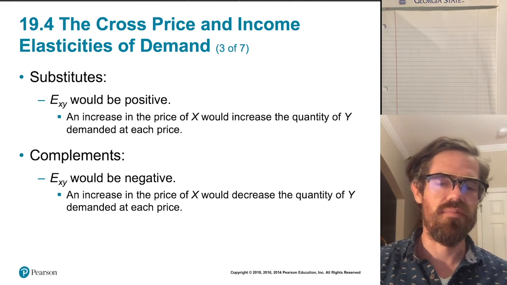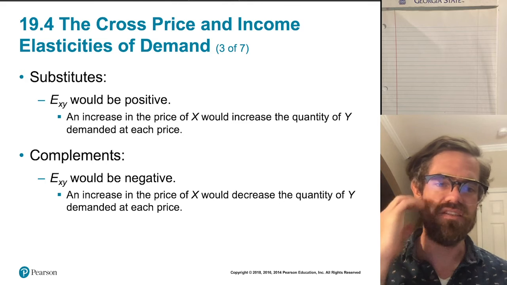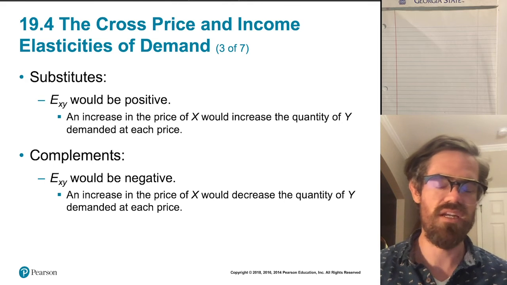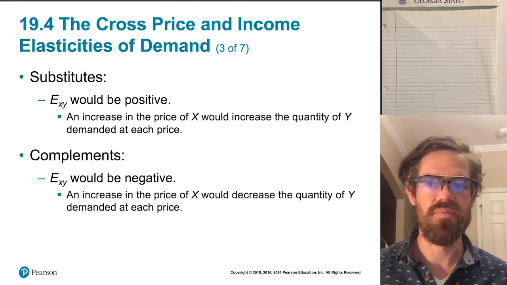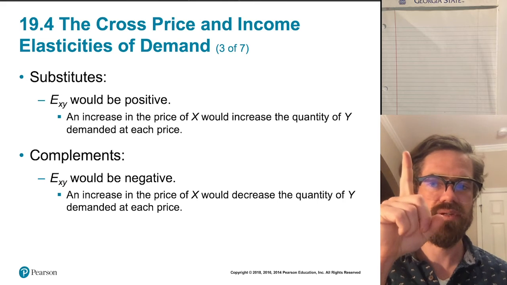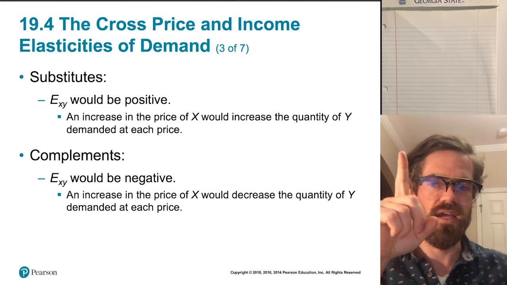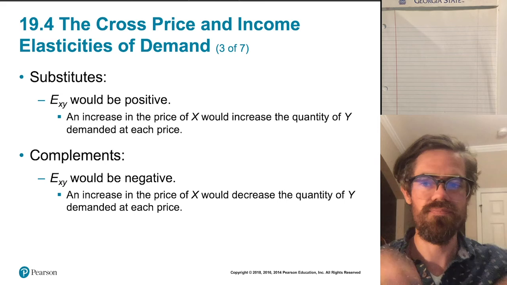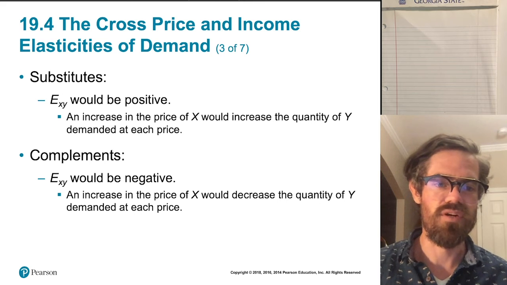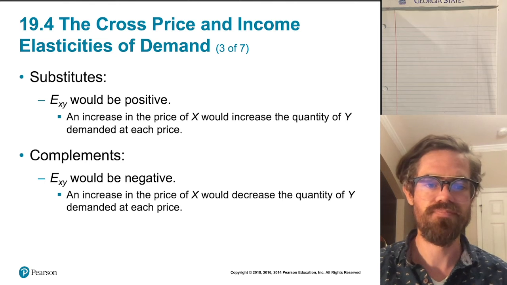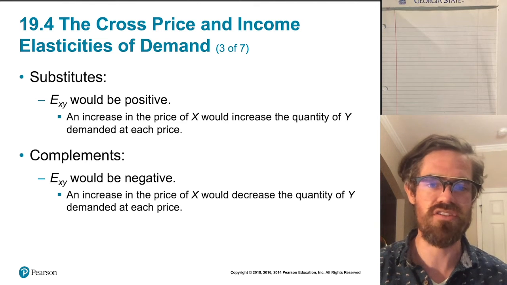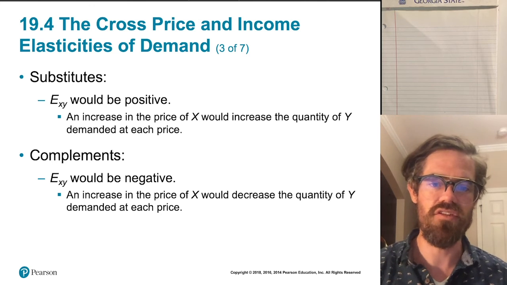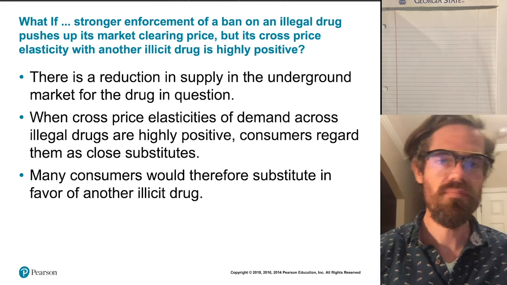Whereas if it's negative, it's basically telling us that these things are complements, right? So peanut butter and jelly, if the price of peanut butter went up, the quantity demanded of jelly would go down, right? The cross-price elasticity of demand would be negative for complements. Okay, so here we can't ignore the sign. The sign is giving us some information. It's telling us how the two goods are related.